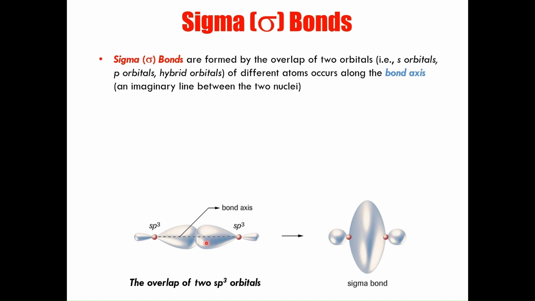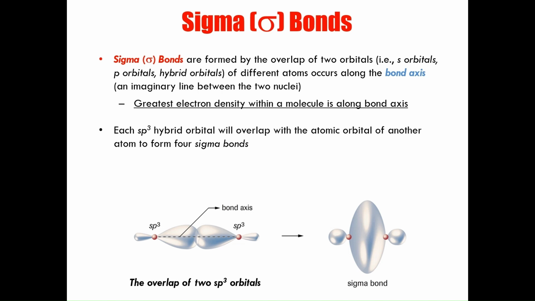When this overlap occurs, it creates a very large sigma bond orbital, which again exists between the 2 atomic nuclei. And so, of course, it makes sense that the greatest electron density within a molecule is along the bond axis. Again, bear in mind that a sigma bond can occur between any type of orbital. It can occur between s orbitals, p orbitals, or hybrid orbitals, or a combination of the 3.